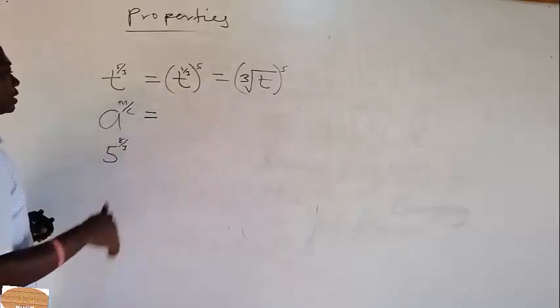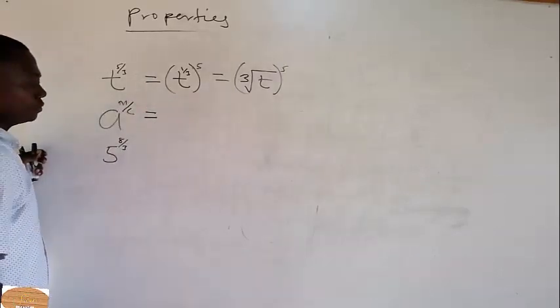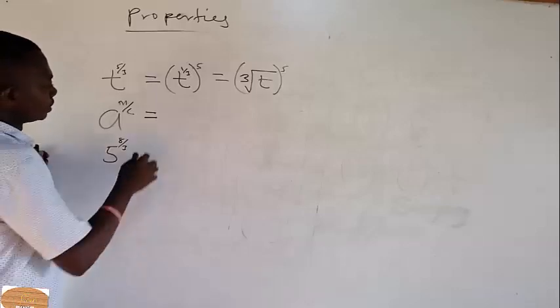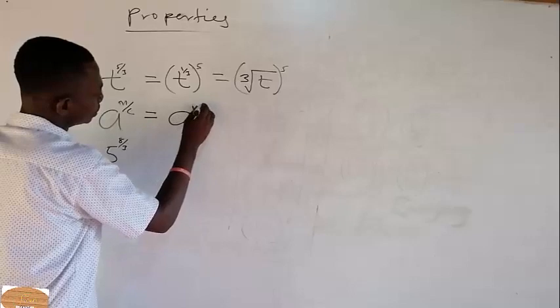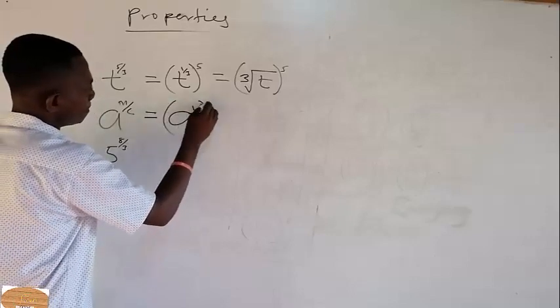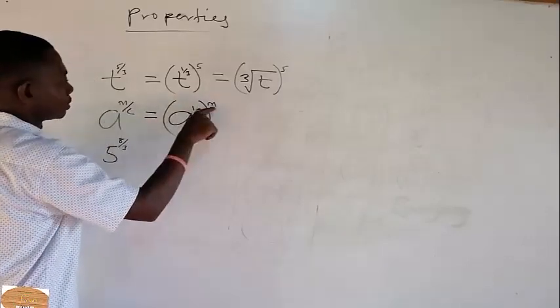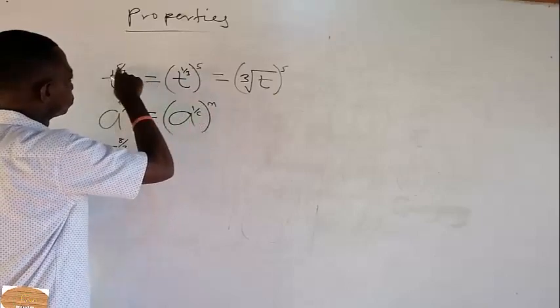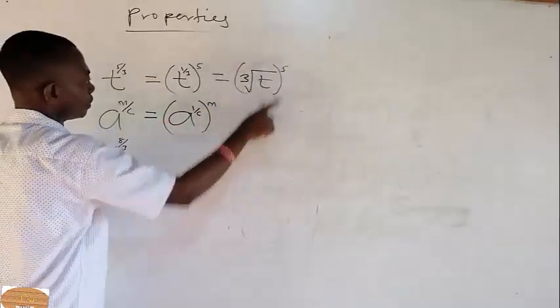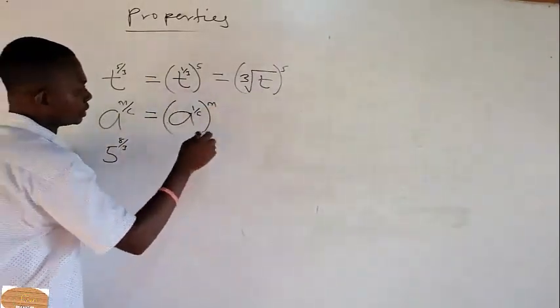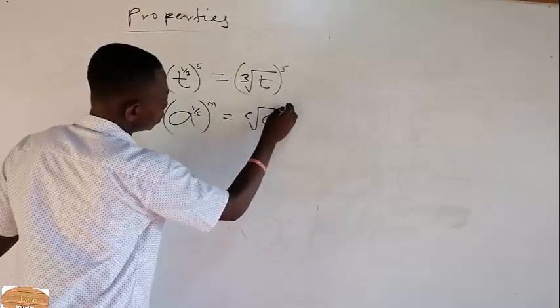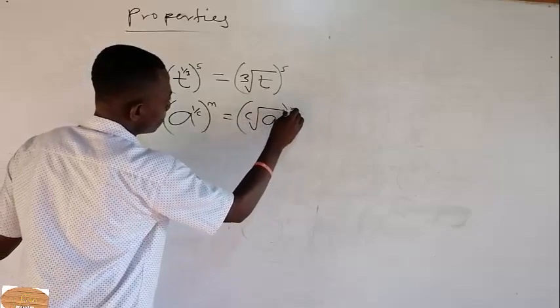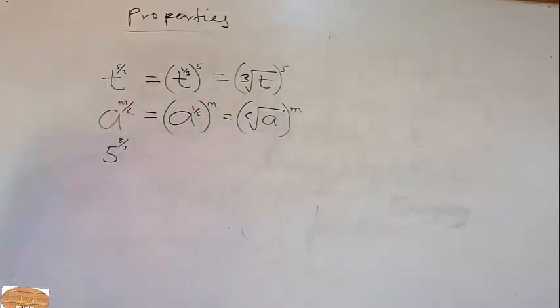Now m over c. So m over c is the same as a to the power 1 over c, all to the power m. You see the top one always cancels out. Okay, this one is 5, see the 5. So 1 over c is the same as the c-th root of a, all to the power m. I hope we are getting it.